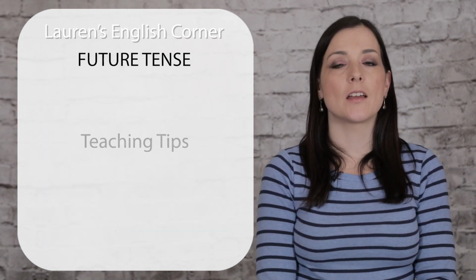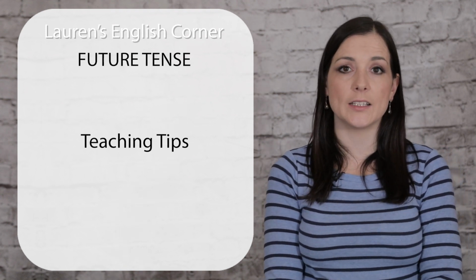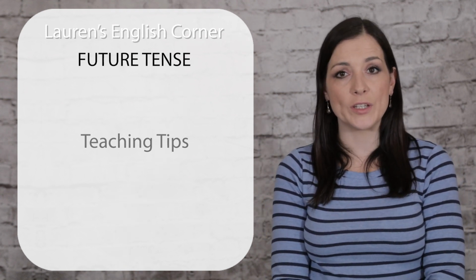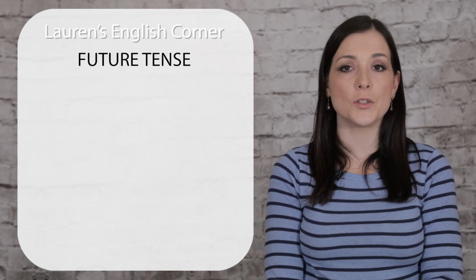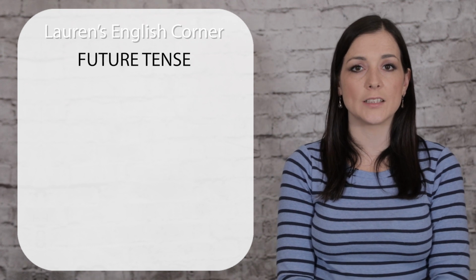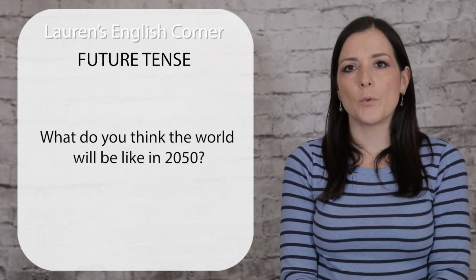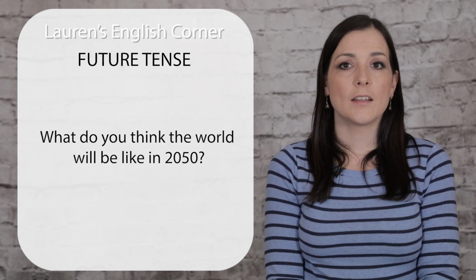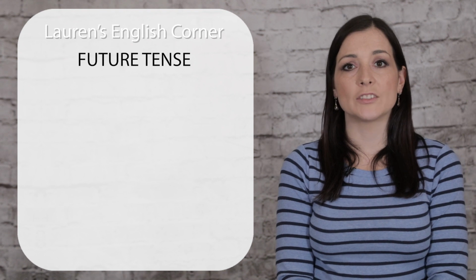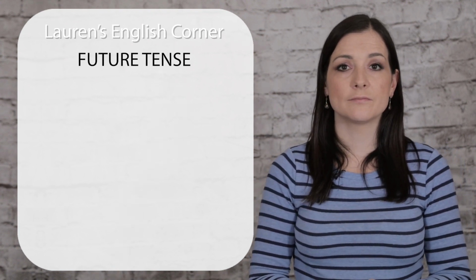If you're a teacher and want some good activities to use for practicing using will and going to, one example could be to get your students to make predictions about the future. What do you think the world will be like in 2050? This can be done as a group discussion or as a piece of writing.